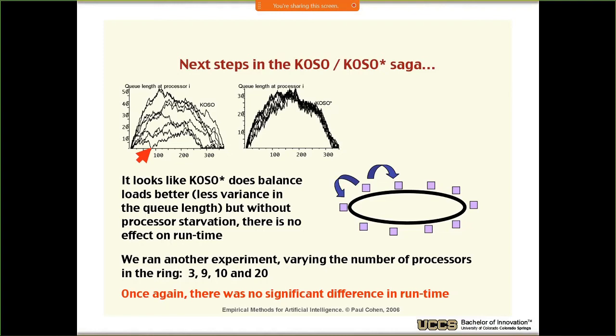So you can then run an experiment with varying numbers of processors in the rings: 3, 9, 10, 20. In this case, I'm not going to go through the data. In their paper, there's still no significant difference. So changing the number of nodes doesn't actually change things. Actually in those other queues, you still have this problem where there are some times when there's a little bit of starvation, but not a ton of starvation. So you're not going to get as much.